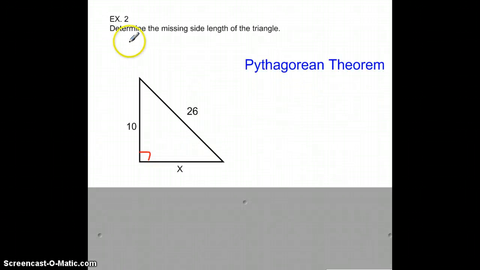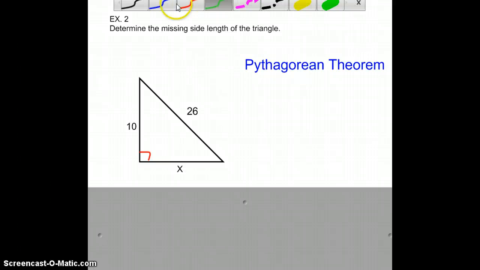All right, here's example 2. I'm going to determine the missing side length of the triangle. Notice now, they've given us the hypotenuse. We've got to find one of the legs. Use the same formula. Okay?